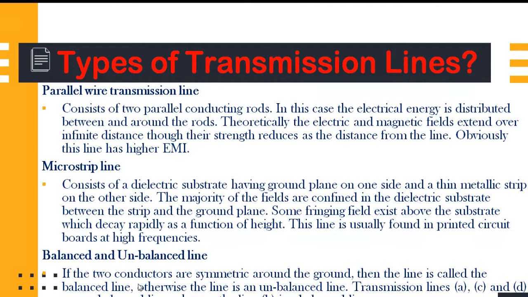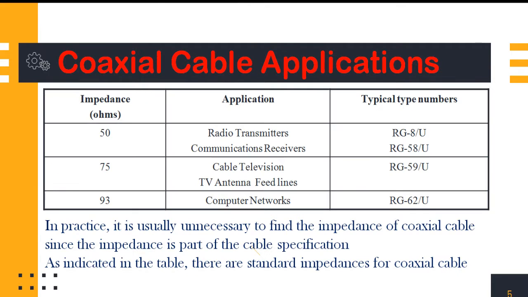Now, the last type of transmission line is called the balanced and unbalanced line. If the two conductors are symmetric around the ground, then the line is called a balanced line. Otherwise, the line is an unbalanced line.